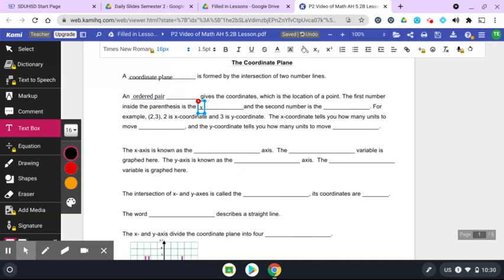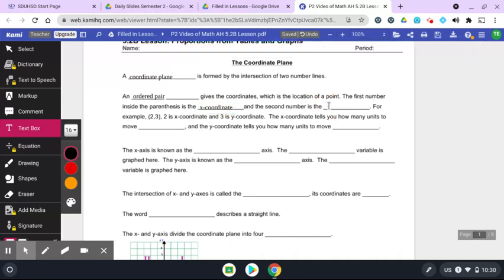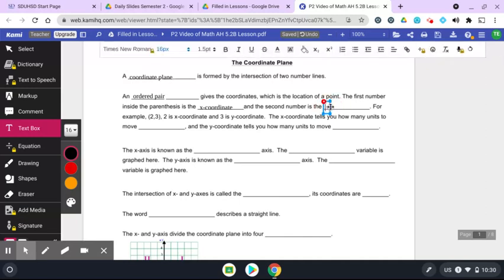Get some math vocabulary in you. Coordinate. And the second number is the y-coordinate. For example, (2, 3): 2 is the x-coordinate and 3 is the y-coordinate. The x tells you how many units to move horizontally. It's telling you left or right.